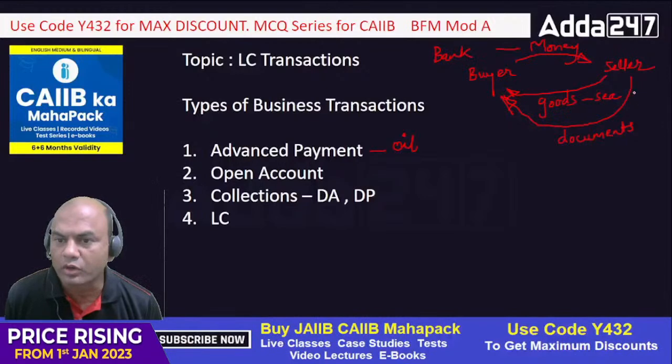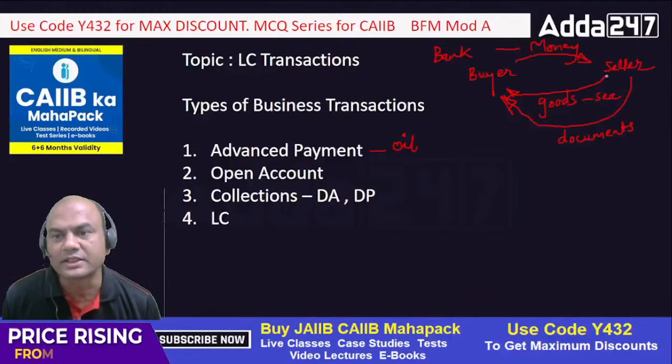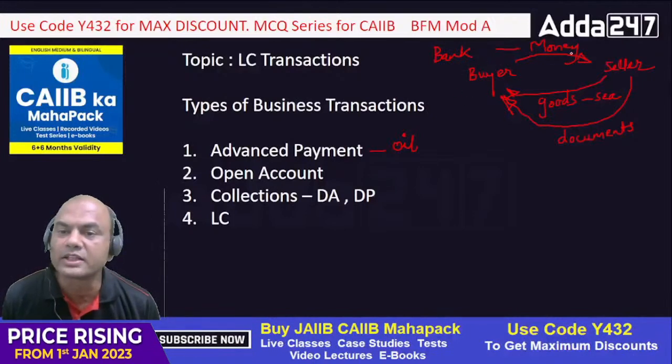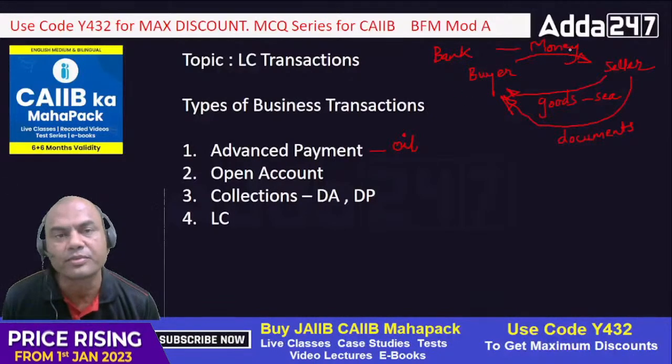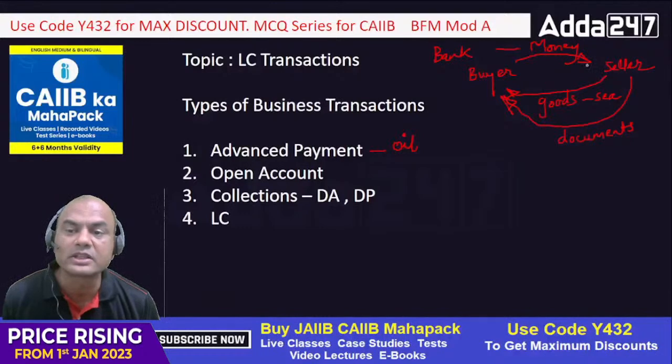In the flow of the documents, the bank is not involved. So what happens? The seller will send the goods and the documents to the buyer, but tomorrow if the buyer doesn't pay at all, this third leg doesn't happen, then what will happen? The seller is in trouble, and there is no one to help this seller because it's an open account.